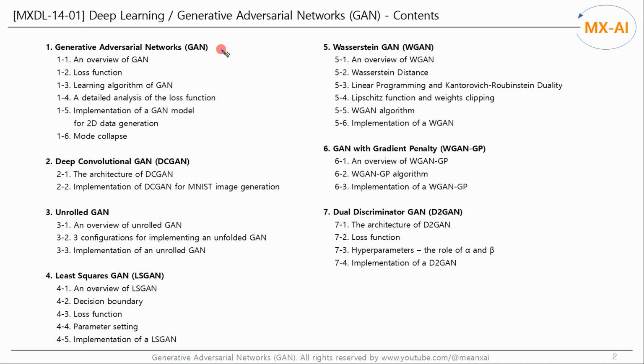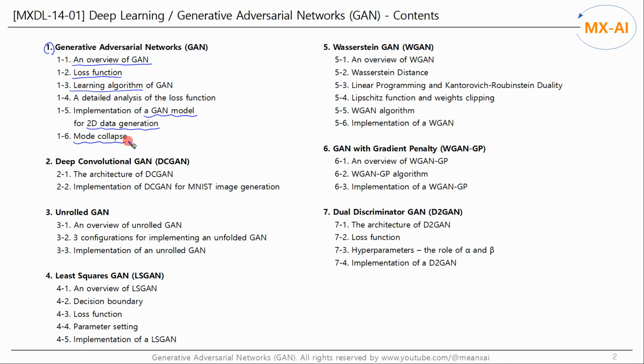Let's look at the full table of contents. In Chapter 1, we will look at the standard GAN. We will look at the basic concepts of GAN, loss function, and learning algorithm. And let's implement a GAN model that generates two-dimensional data consisting of multiple clusters. Finally, let's look at the problems of the standard GAN, such as mode collapse.